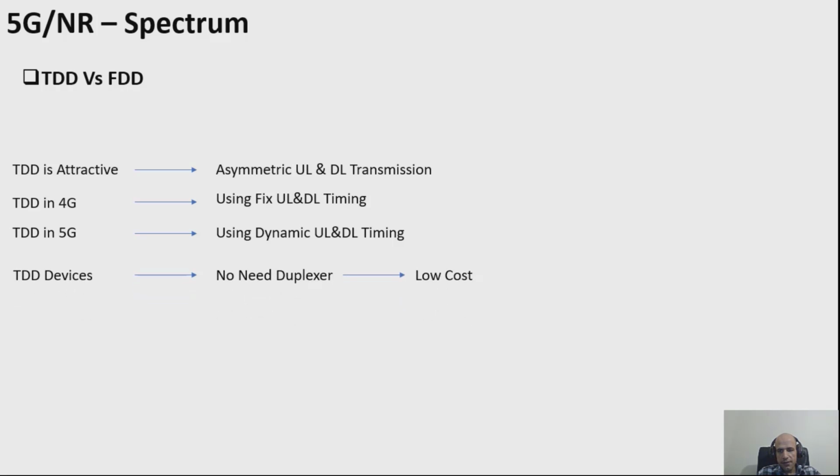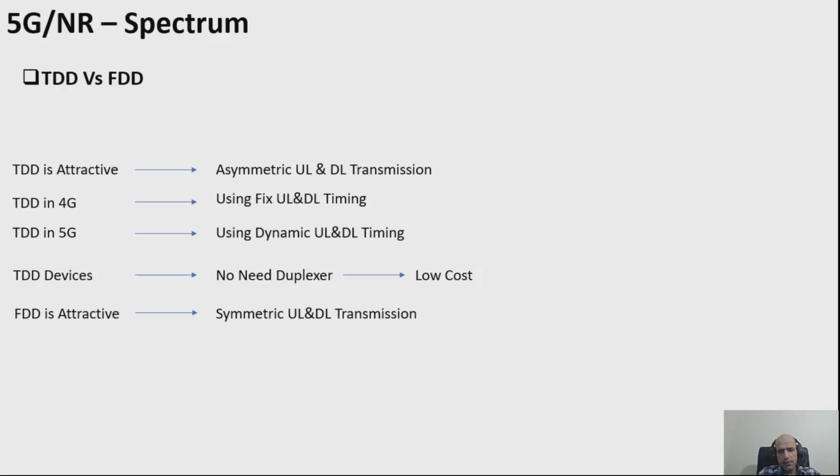TDD devices benefit from not requiring a duplexer. As you know, this helps to reduce the cost of devices. A duplexer is required by FDD devices to extract the uplink signal from the antenna for reception, while at the same time inserting the downlink signal into the antenna for transmission. The duplexer tends to increase the receiver noise figure in the receive direction and generate an additional loss in the transmission direction.